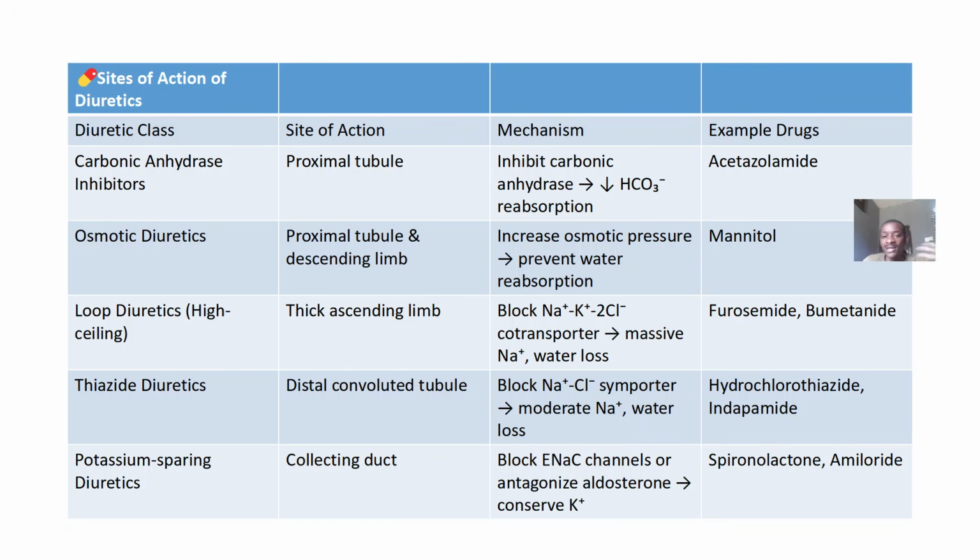The carbonic anhydrase inhibitors will work at the proximal convoluted tubule. The osmotic diuretics will act at the proximal tubule and descending limb. The loop diuretics will act at the thick ascending limb. The thiazide diuretics will act at the distal convoluted tubule. The potassium sparing diuretics will act at the collecting tubule. Now I'm just listing and passing.